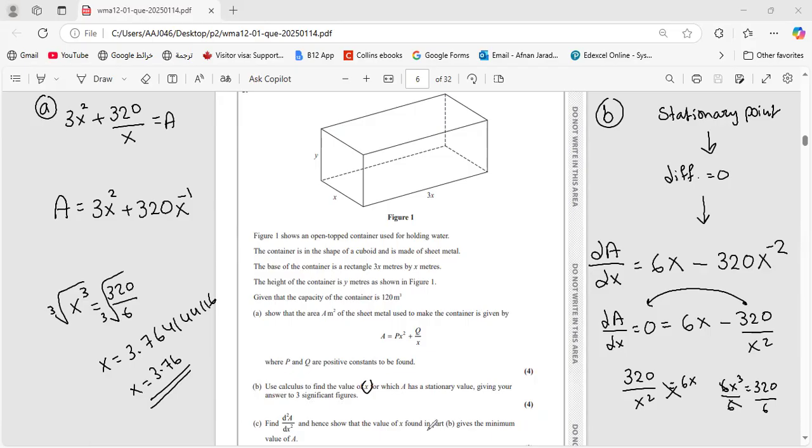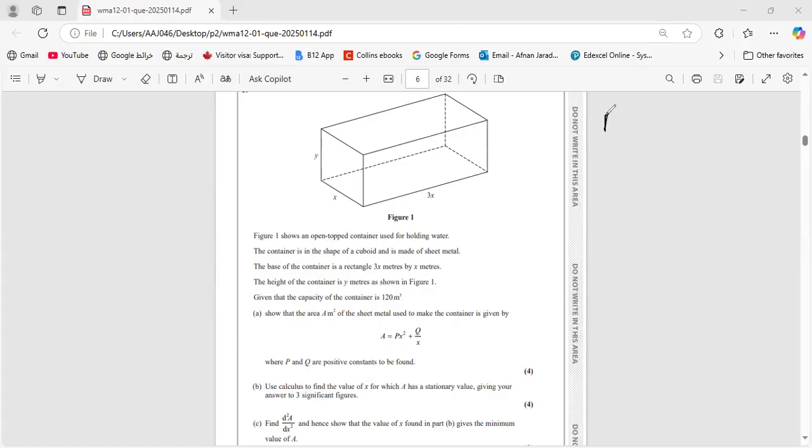Okay. Part C: find the second derivative and hence show that the value of x found in part B gives the minimum value of A. So going again to A, which is from part A, A equals 3x squared plus 320 over x. The first derivative dA over dx is 6x minus 320x to the power of -2. Now I need to use the second derivative.